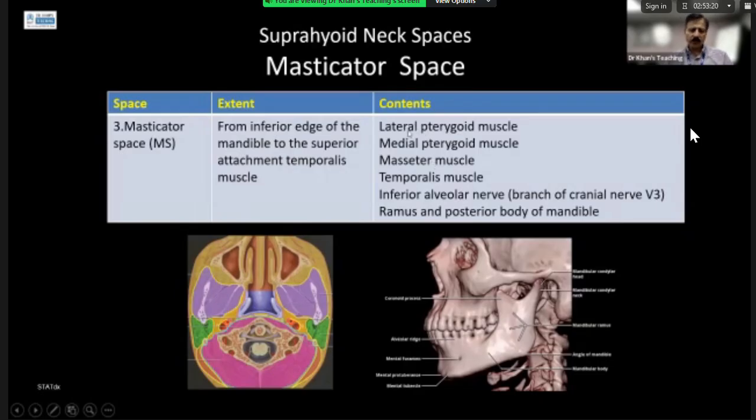The contents, the major contents include the muscles of mastication, the lateral pterygoid muscle, the medial pterygoid muscle, the masseter muscle, the temporalis muscle. And of course, there are some nerves. And as far as mandible is concerned, the ramus and the posterior body of mandible. So this is the mandible, and this is the body, and this is the ramus. So all of this will be included, and a few of the molars will be included in the masticator space.